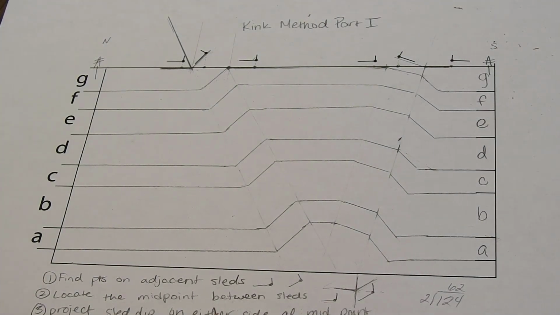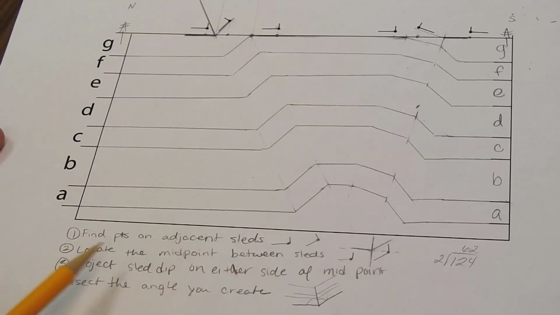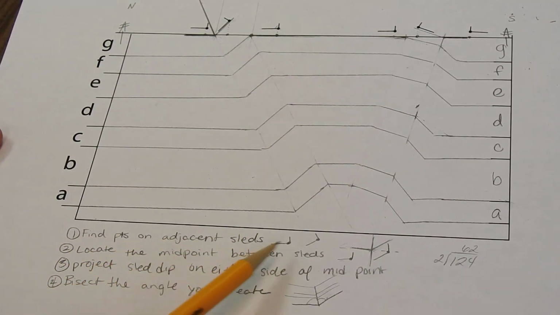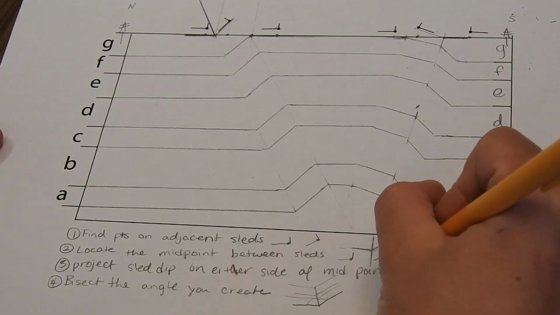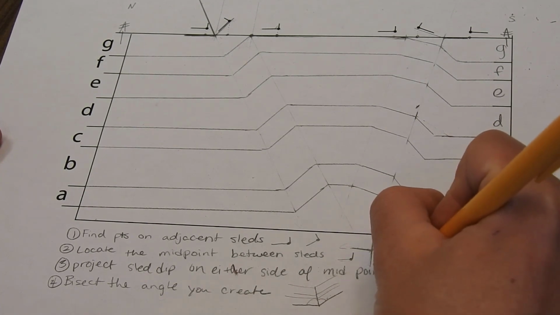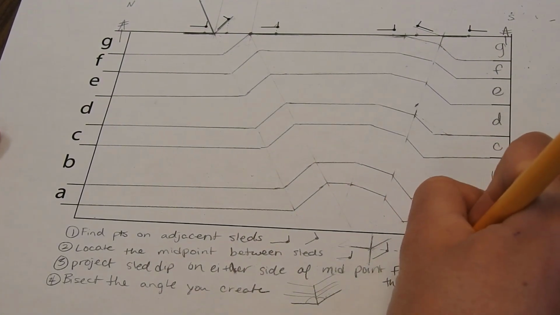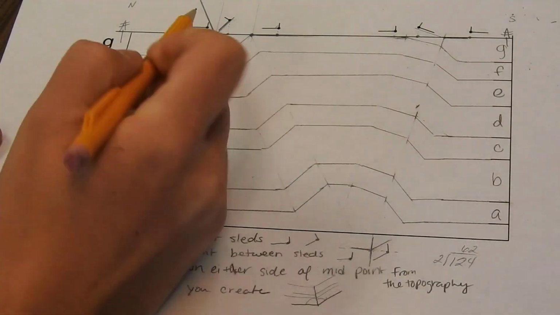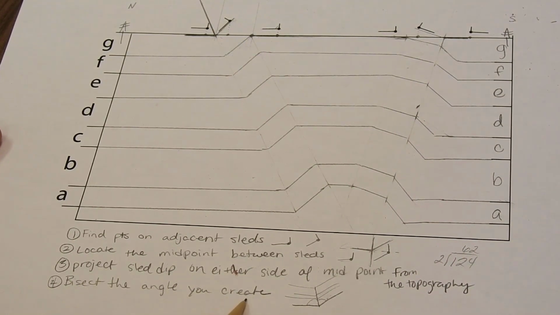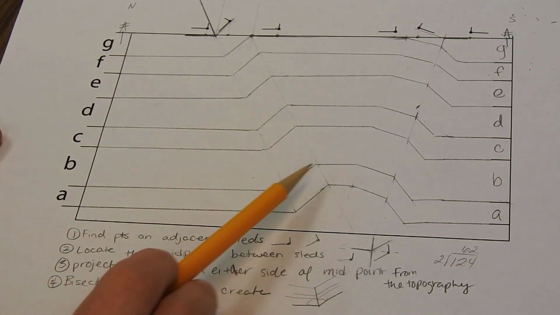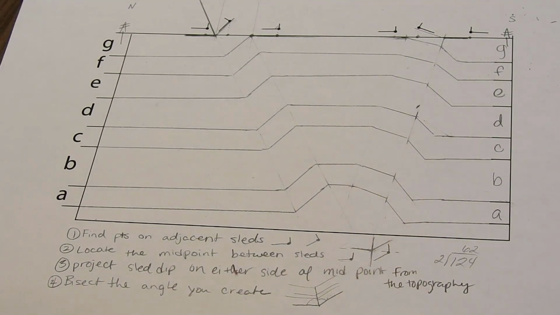So that is the kink method. Again, what we did was we found the points on adjacent beds. We located the midpoint between the beds. We projected the dip on either side of the midpoint from the topography. So midpoint on the topography, that's where we did our projecting out of the dip. We bisected the angle we create, and then we let that bisector create zones of dip.